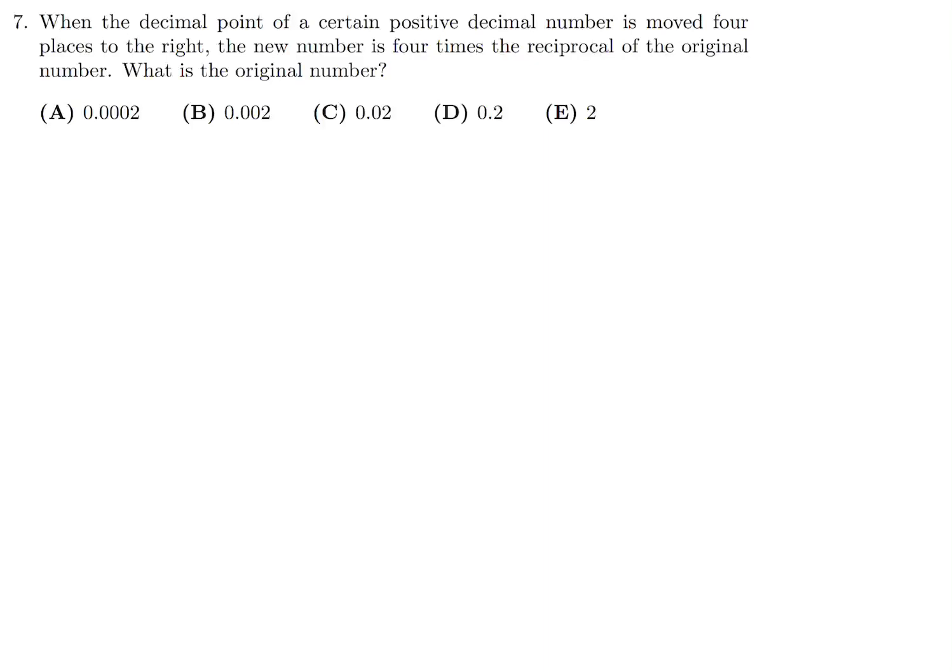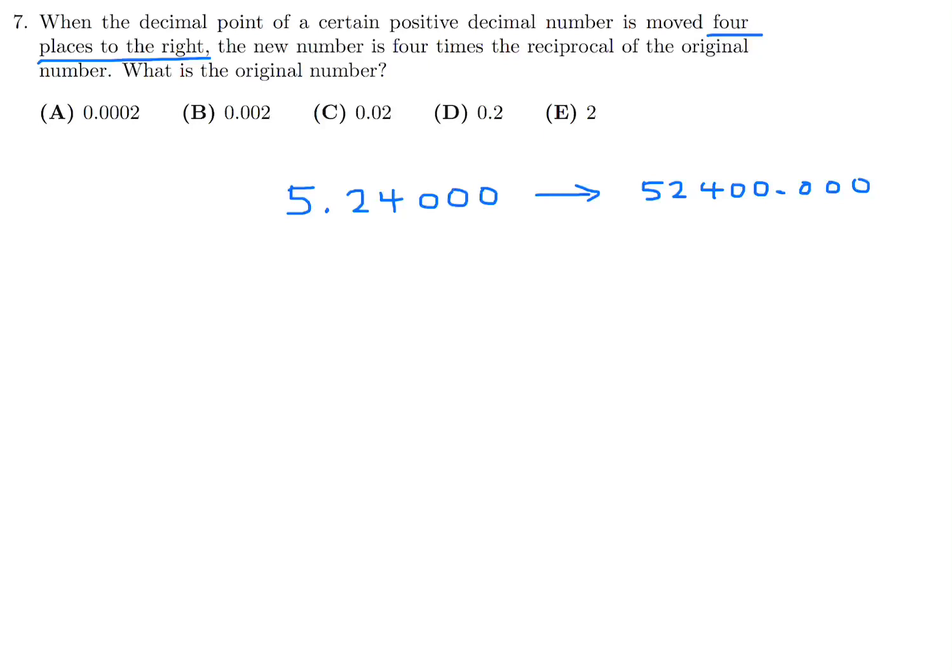When the decimal point of a certain positive decimal number is moved 4 places to the right, the new number is 4 times the reciprocal of the original number. What is the original number? Okay, so if you have a number, let's say 5.24, and you move the decimal point 4 places to the right, it would go 1, 2, 3, 4. So it would basically be 52400.00. That's what happens when you move the decimal point 4 to the right.